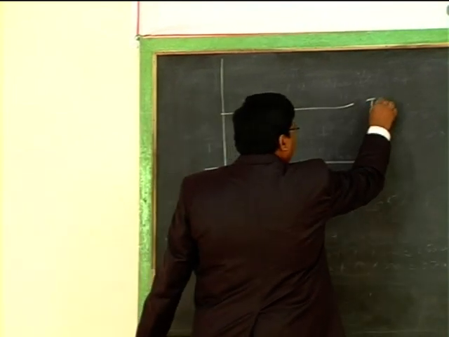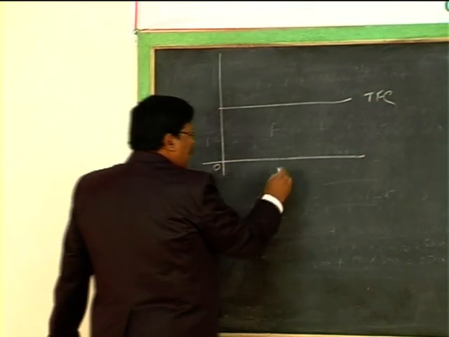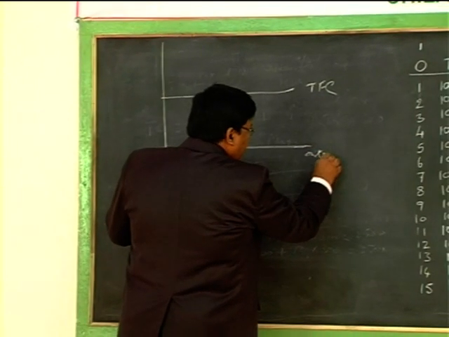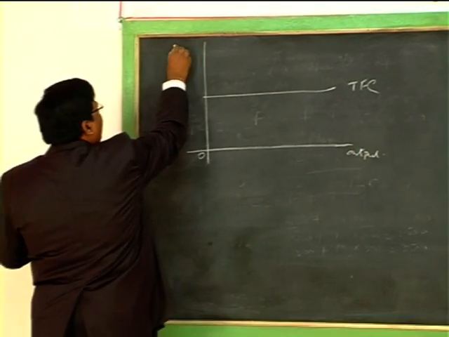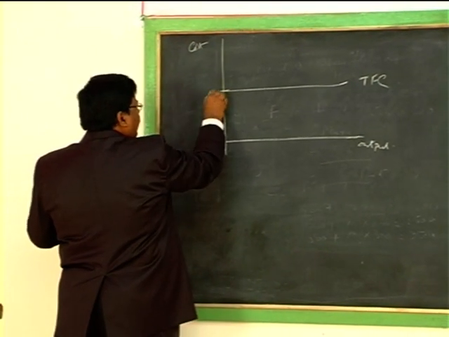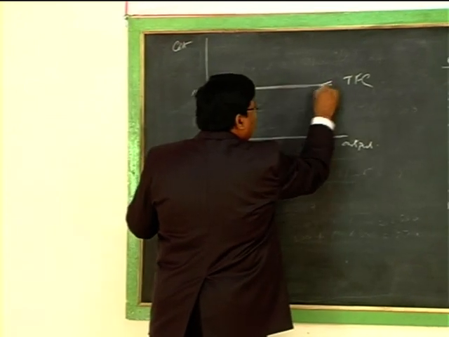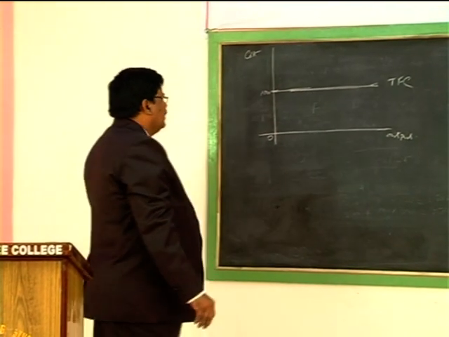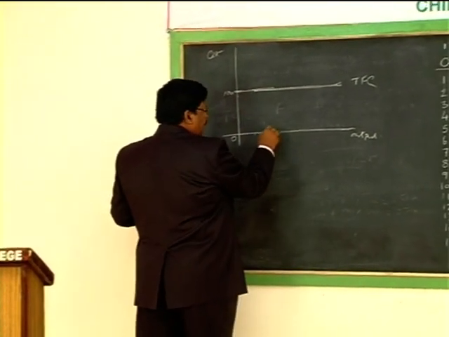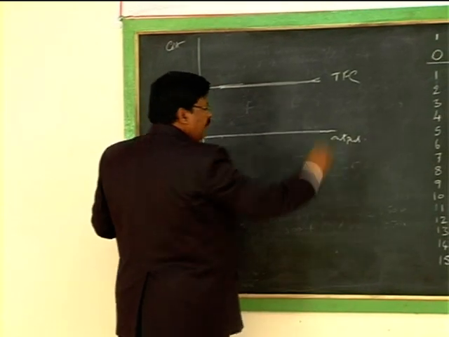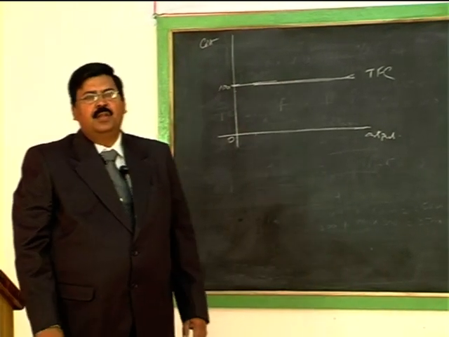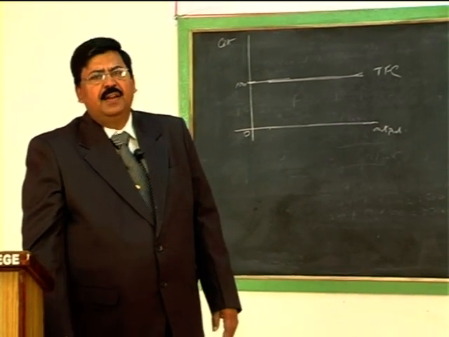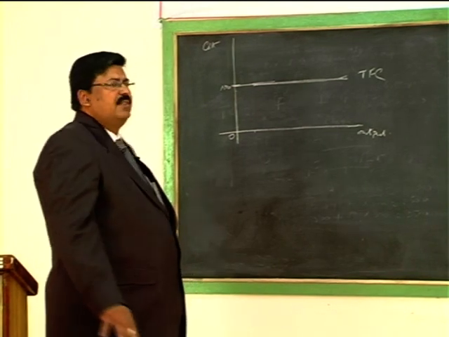Total fixed cost. So this is the x-axis. On the x-axis you represent output. On the y-axis you represent cost. And this is say 100. This horizontal straight line indicates the total fixed cost. Indeed, total fixed cost is constant: 100, 100, 100, 100. It remains the same. So total fixed cost is a horizontal straight line, indicating that it remains constant irrespective of the level of output.